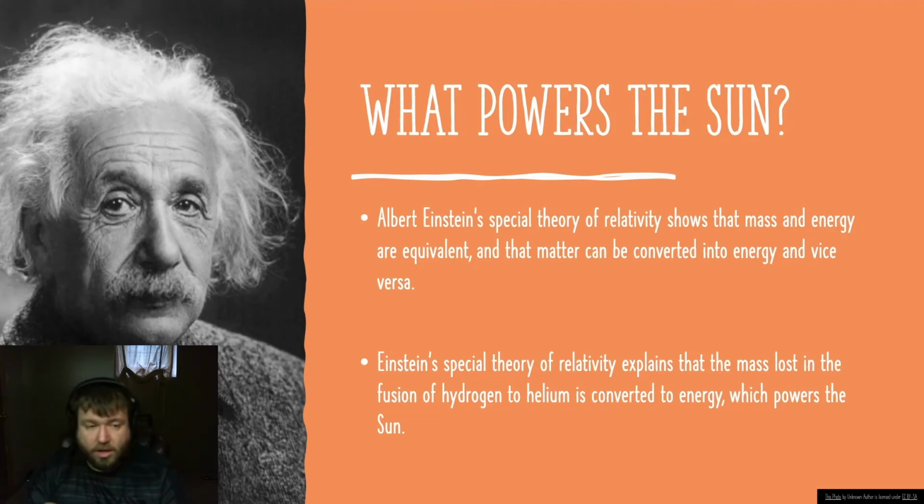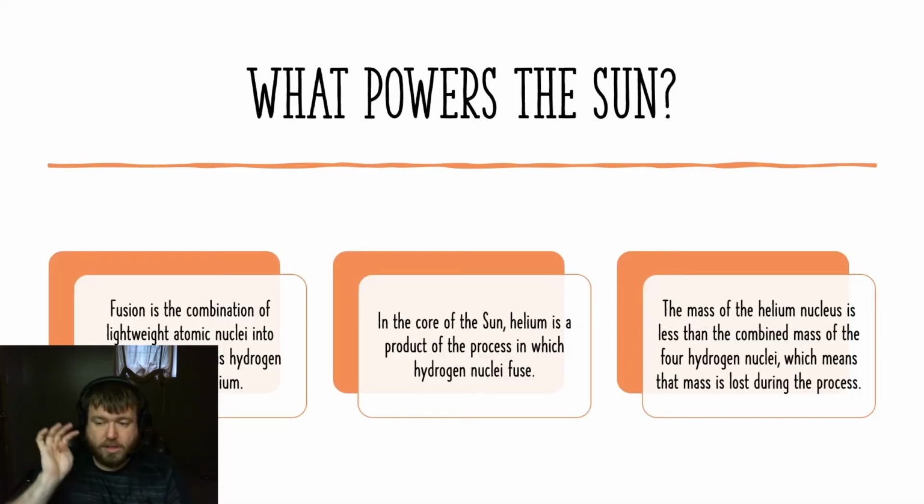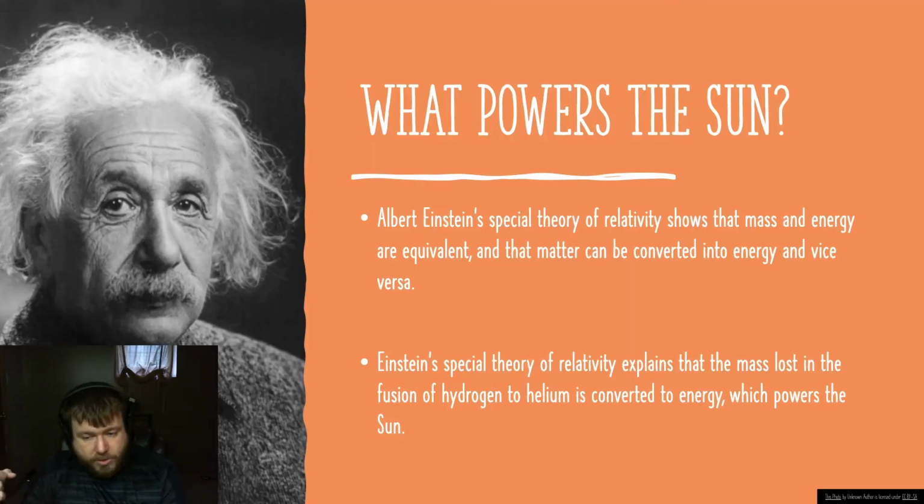So, let's go back. Those 4 hydrogens, whenever they merge together in this process of fusion and form one helium, the mass that was lost gets converted into energy. And that energy is what fuels the burning, which is what fuels the sun. So, that's just going to keep on going. The fusion of hydrogen to helium is converted to energy, which powers the sun. So, what you need to know from this portion here is that the fusion of 4 hydrogens to one helium converts into energy, and that powers the sun.